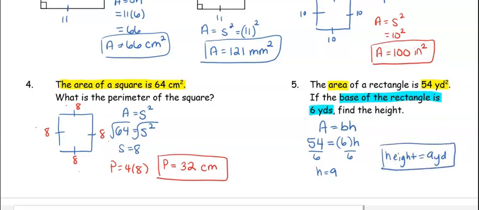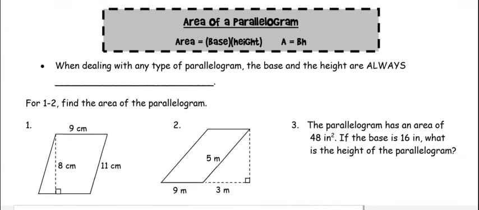All right, let's go ahead and flip on over to the back side to page 2. Page 2, we are looking at parallelograms. So parallelograms, this one is going to be a new shape that we've never done the area of, but we know about parallelograms. And as we look closer, we notice that the formula for the parallelogram is the same as the rectangle. When dealing with any type of parallelogram, we want to remember from our quadrilateral unit that the base and the height are always going to be perpendicular.